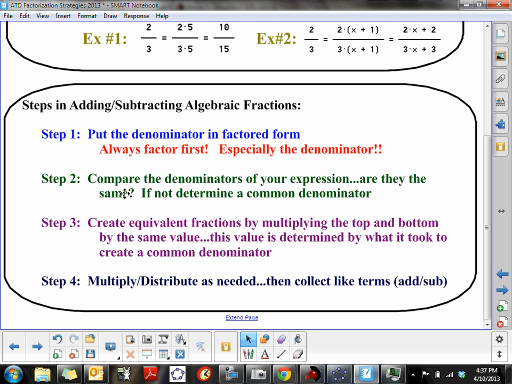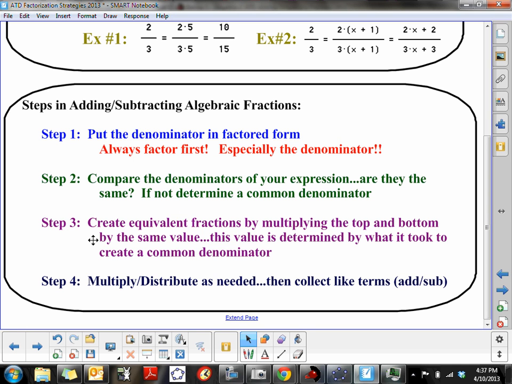Step number 2, after you have it completely factored, compare the denominators of your expression and determine, are they the same? If they are the same, then you can go right on to step 4. If they're not the same, you're going to have to determine what a common denominator is. So that's really what we're going to be doing. Most of our denominators will not be the same. We are going to determine the common denominator, and I'll describe that through some examples.